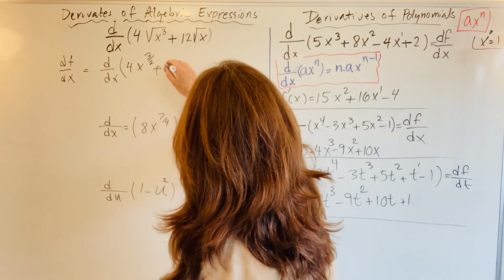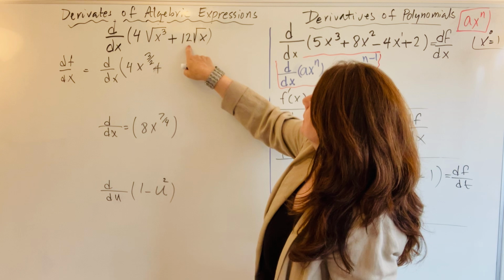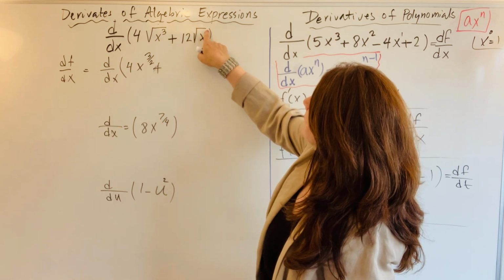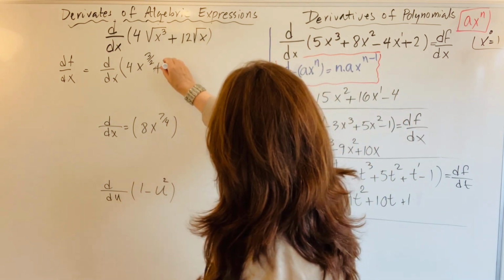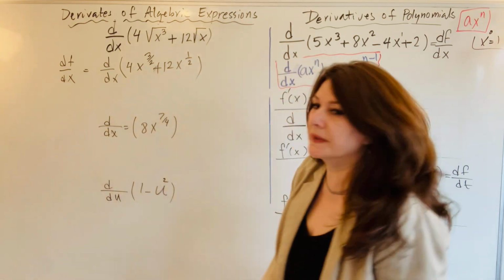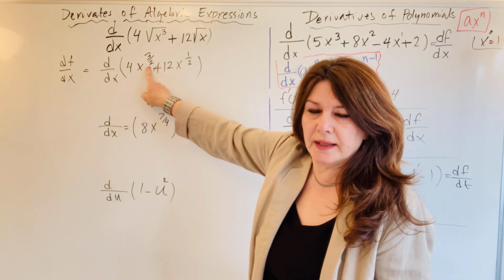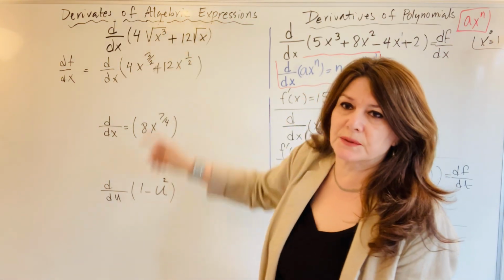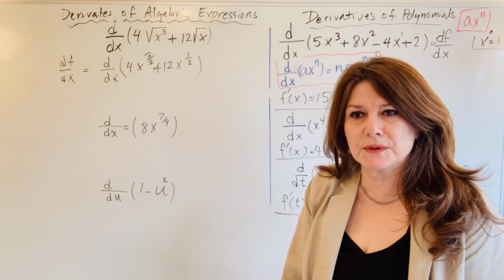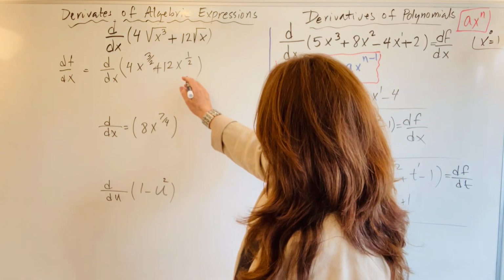Plus, from this way, okay, 12. This is 1 over 2. This is 12 x to the 1 over 2. Right? You see, the exponent is not a whole number, but it's okay. This is an algebraic expression. We can take the derivative of this one the same way. Okay, what is the derivative of this?